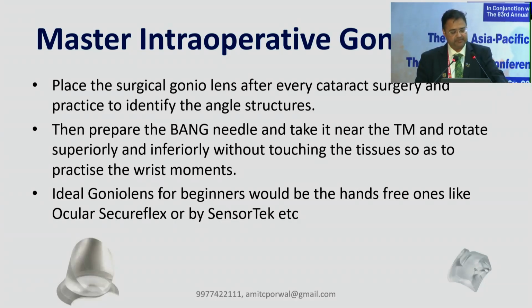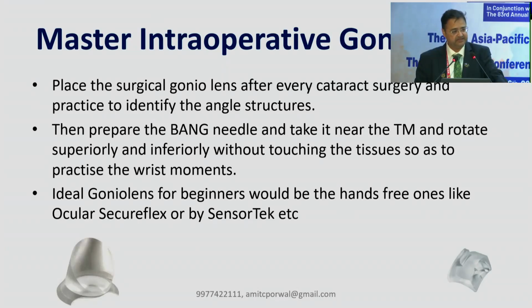You can prepare a bang needle, take it near the trabecular meshwork, and rotate it superiorly and inferiorly without touching the tissue, so as to practice the wrist movements needed when you want to cut these tissues. An ideal gonio lens for beginners would be a hands-free one like the Oculus Ecoflex or the one by Sensatech. These are disposable gonio lenses available for a price of 4,000 to 5,000 rupees.